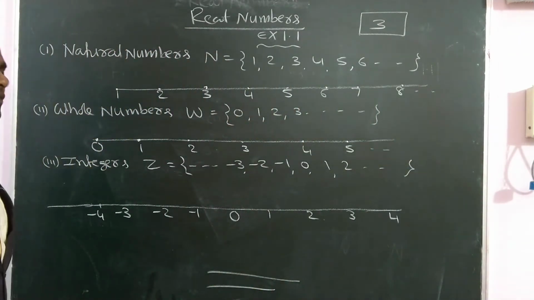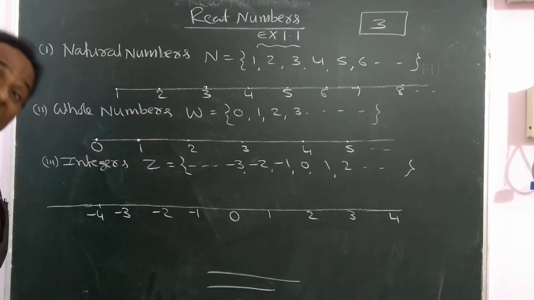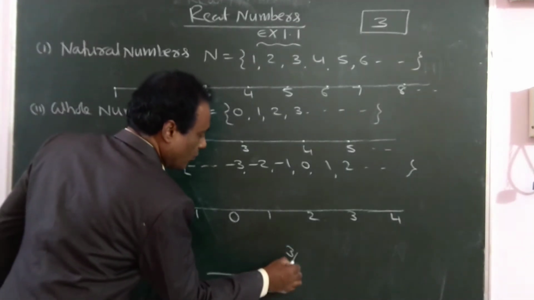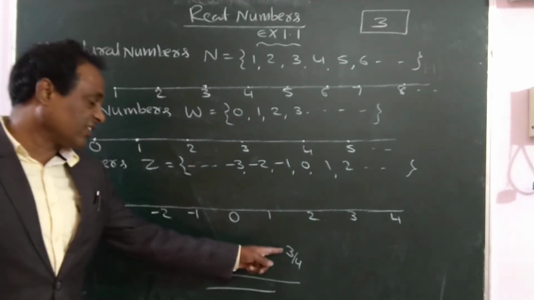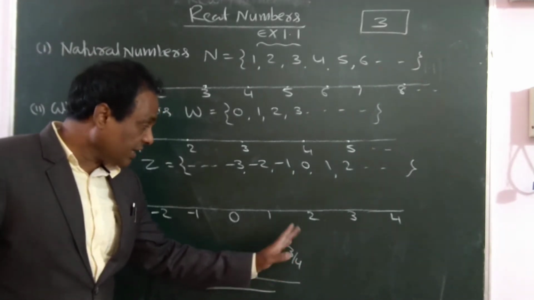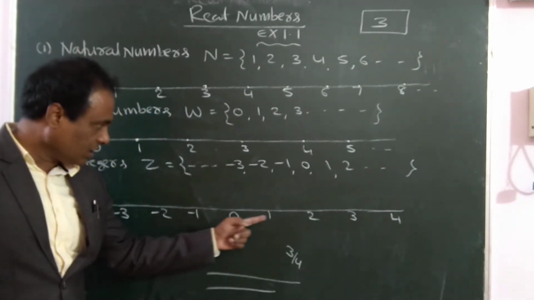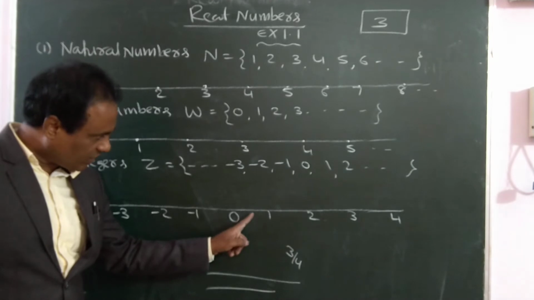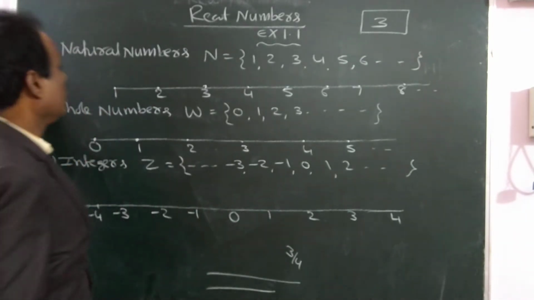Rational numbers include all these, but how to represent a fraction on a number line? Suppose it is 3 by 4, how to represent 3 by 4 on the number line? It is a proper fraction, the numerator is small, so it will be less than 1, and it is a positive number. 3 by 4 lies between 0 and 1 somewhere here. But how to represent it, I will explain.